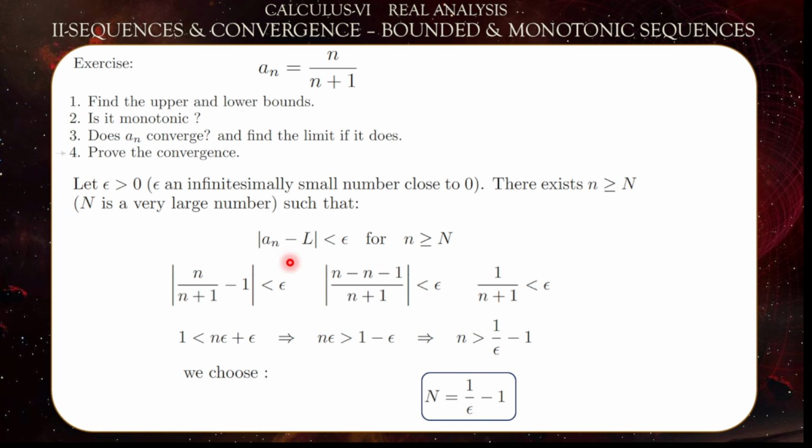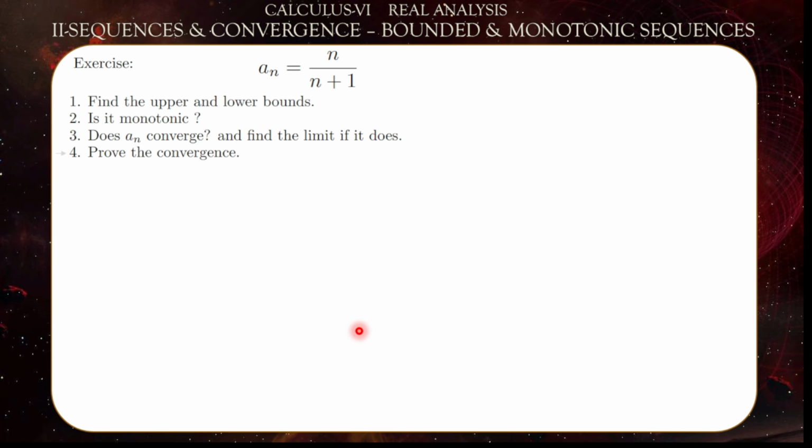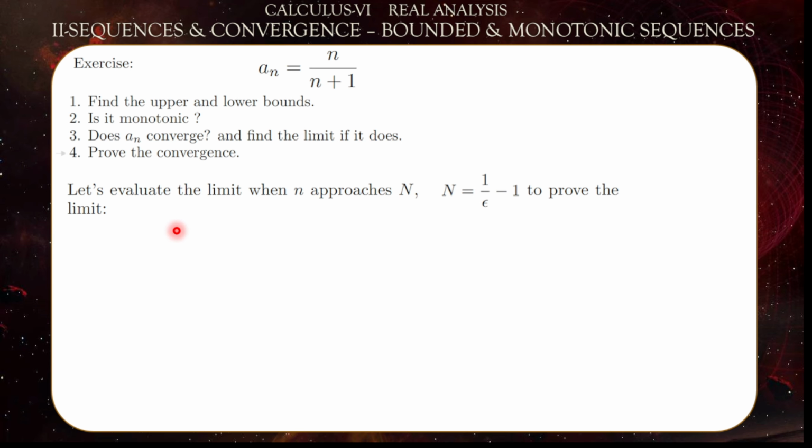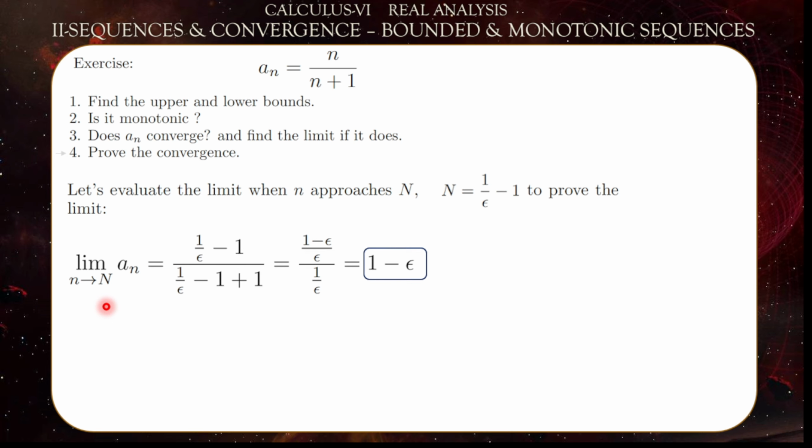Now let's prove the convergence using this value by re-evaluating the limit. So let's evaluate the limit when n approaches capital N, which is equal to 1 divided by epsilon minus 1. The limit of an as n approaches capital N is 1 divided by epsilon minus 1 divided by 1 divided by epsilon minus 1 plus 1. And in the denominator, minus 1 cancels out by plus 1. So we are left with 1 minus epsilon divided by epsilon over 1 divided by epsilon.